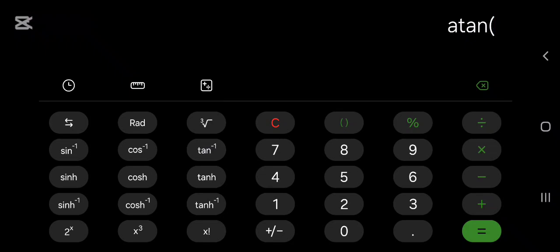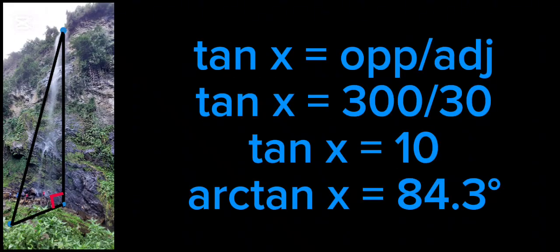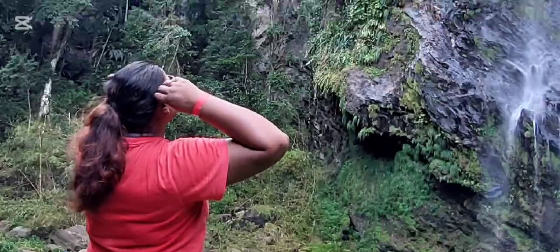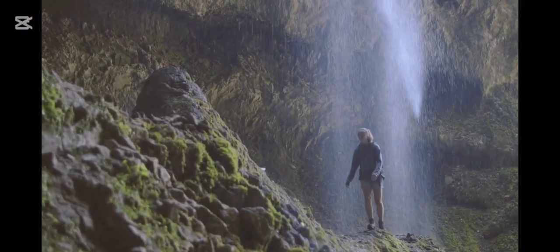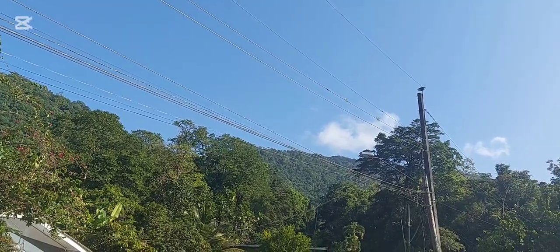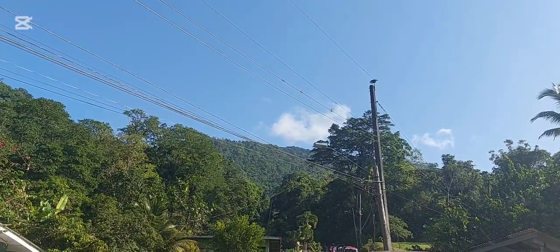This gives us an angle of elevation of 84.3 degrees. That's an uncomfortable angle to maintain for a long time, so take a quick glance up and enjoy a cool, refreshing shower beneath the falls. Now, I'm sure if you're someone who uses TikTok often, you've at least stumbled across some hikers who have ventured to the top of the cliff out of curiosity.